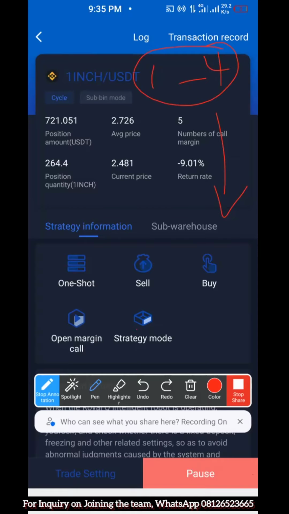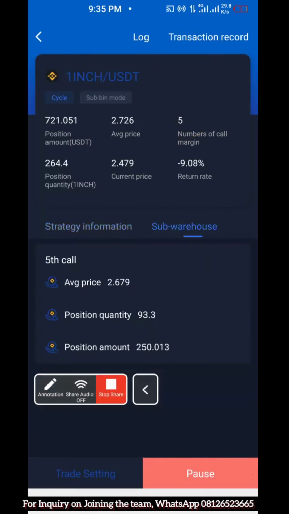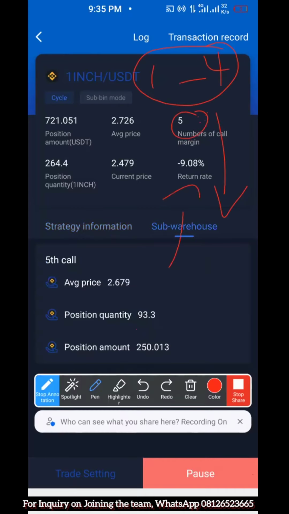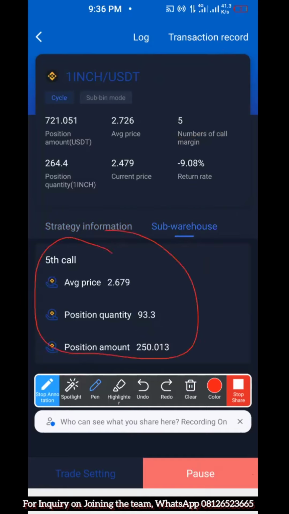But from the 5th margin, it will calculate the average all right, but it will isolate that particular 5th margin and wait for these points to get to 1.1. Now, let me do the sub-warehouse. Can you see this is my 5th margin? It has even put the records in for me. The 5th call, it bought my 5th call at 2.67, and it bought $250 at that point.